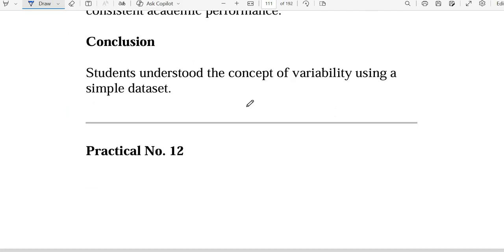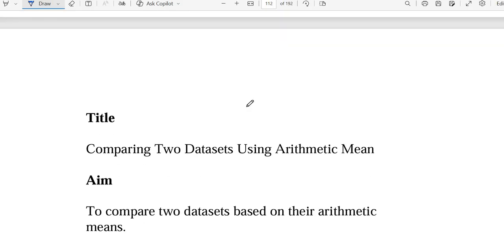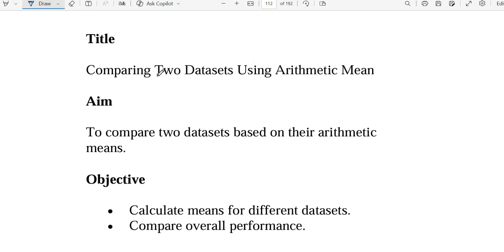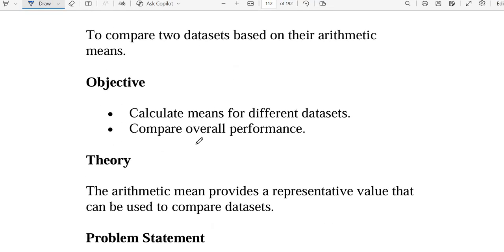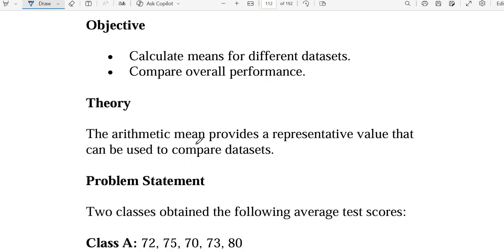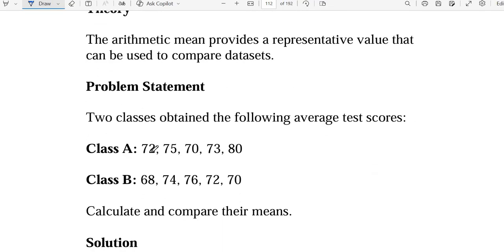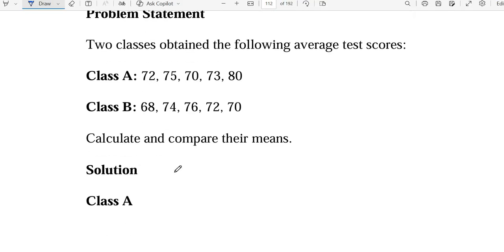Now coming to practical number 12. What does practical number 12 say? Comparing two datasets using arithmetic mean. We have to find the arithmetic mean, then compare those datasets. First, calculate the means and compare overall performance. So we have two datasets: class A and class B, that is division A and division B. We have to calculate and compare their means.